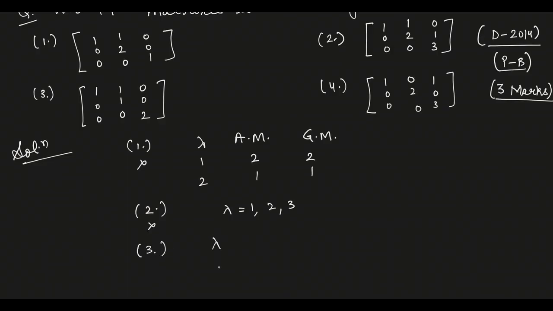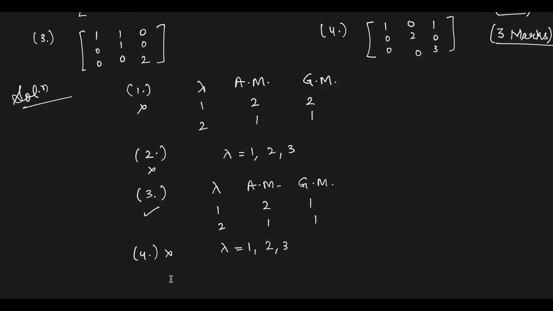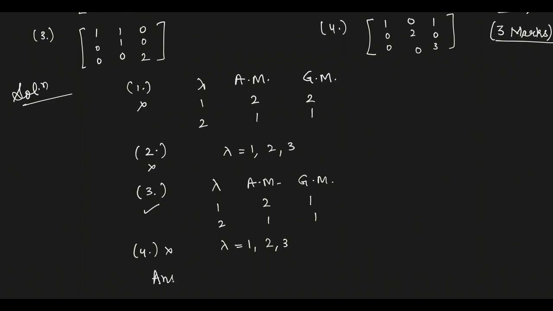In third option, AM is 1, GM is 1. So it is not diagonalizable. So it will be correct. In option 4 also, all the eigenvalues are distinct. So it is diagonalizable. So the answer will be option 3rd.